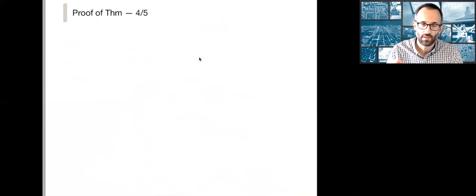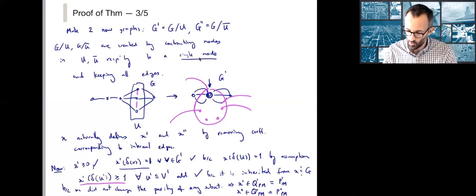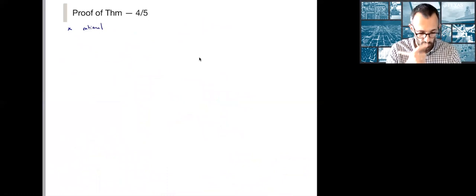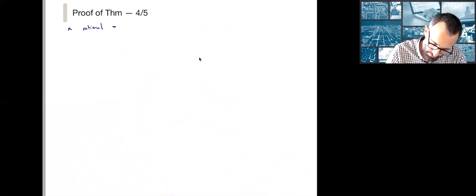So we need to think about how we're going to use these perfect matchings, and how we're going to use those to show that actually X, which we assumed was not in the perfect matching polytope, in fact is. Okay, so X is rational because our original polytope is rational. So of course, this means that X dash and X dash dash are rational.